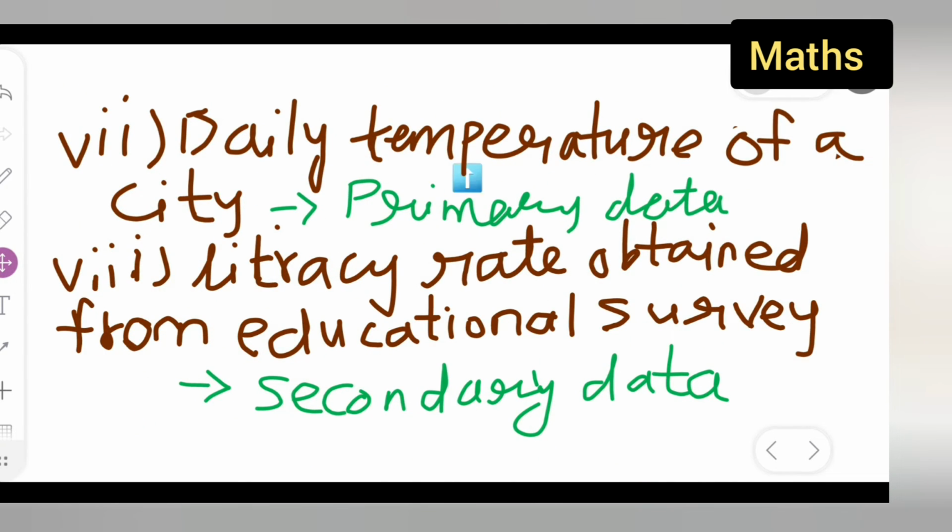Next, the seventh one, daily temperature of the city, is a primary data because the data was collected by the investigator herself or himself with a definite objective in her or his mind. Now, literacy rate obtained from the educational survey. Meaning all the data was already gathered from a source which already had that information stored. So it is a secondary data.